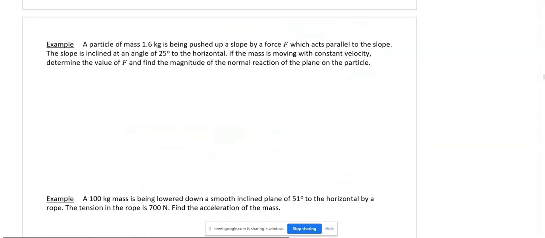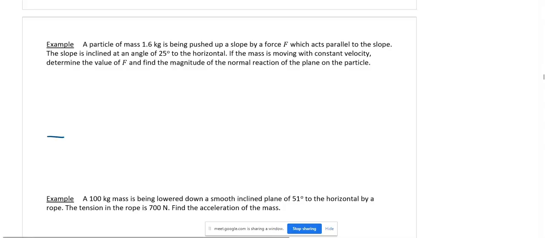Right, it says a particle of mass 1.6 kilograms is being pushed up a slope by a force F, which acts parallel to the slope. The slope is inclined at an angle of 25 degrees to the horizontal. If the mass is moving with constant velocity, determine the value of F and find the magnitude of the normal reaction of the plane on the particle.